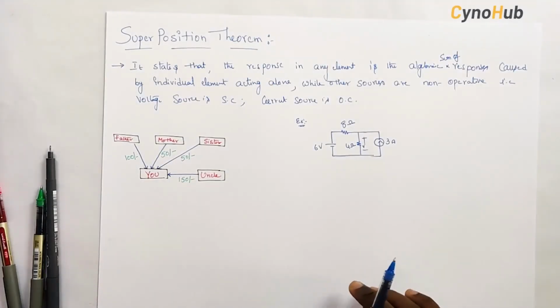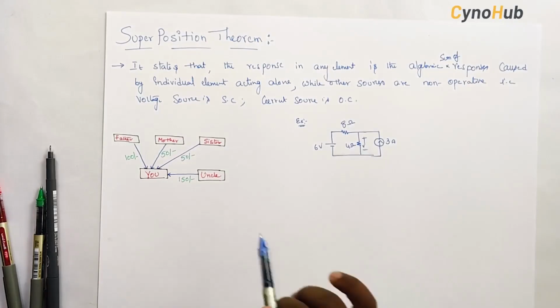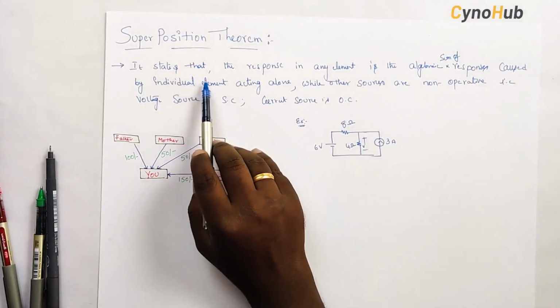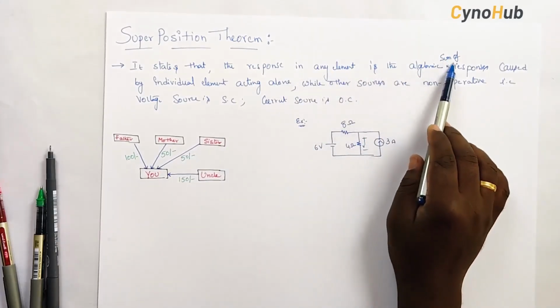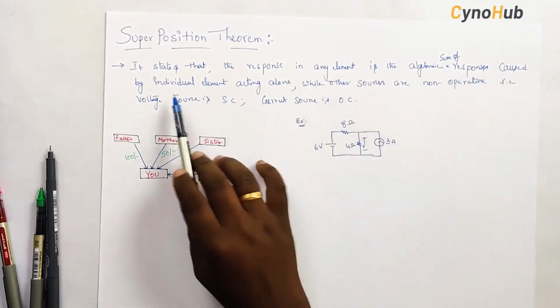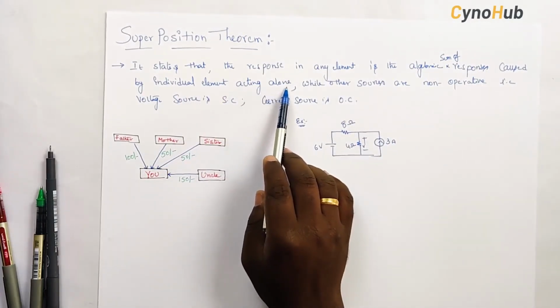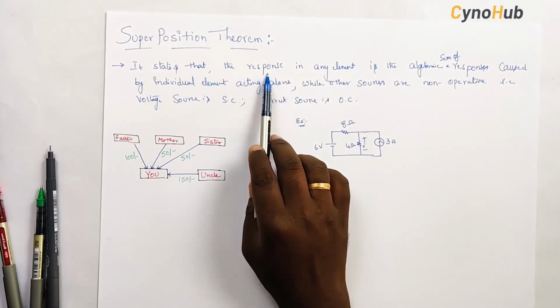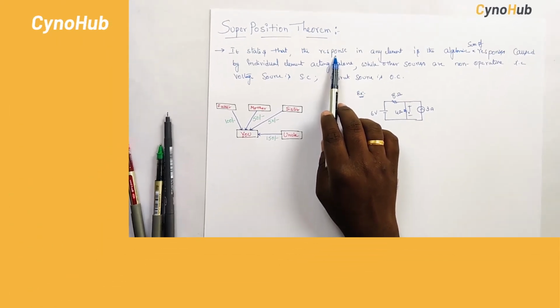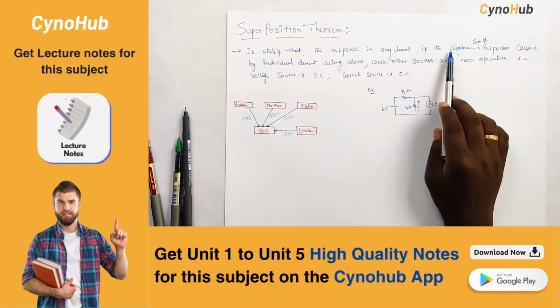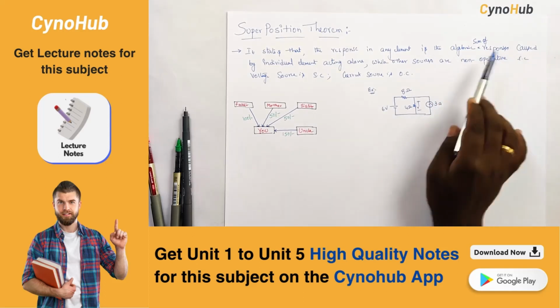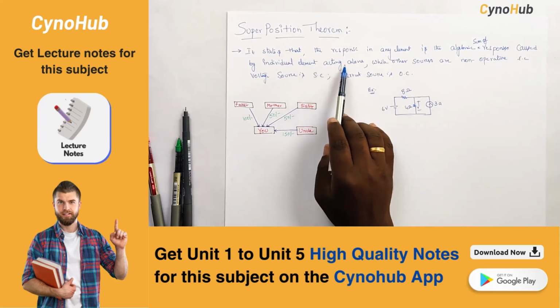Now we will discuss the first theorem, the superposition theorem. What does it state? It states that the response in any element is the algebraic sum of responses caused by individual elements acting alone. Here, response means a unknown voltage or unknown current, or whatever you are going to calculate. That is nothing but a response.